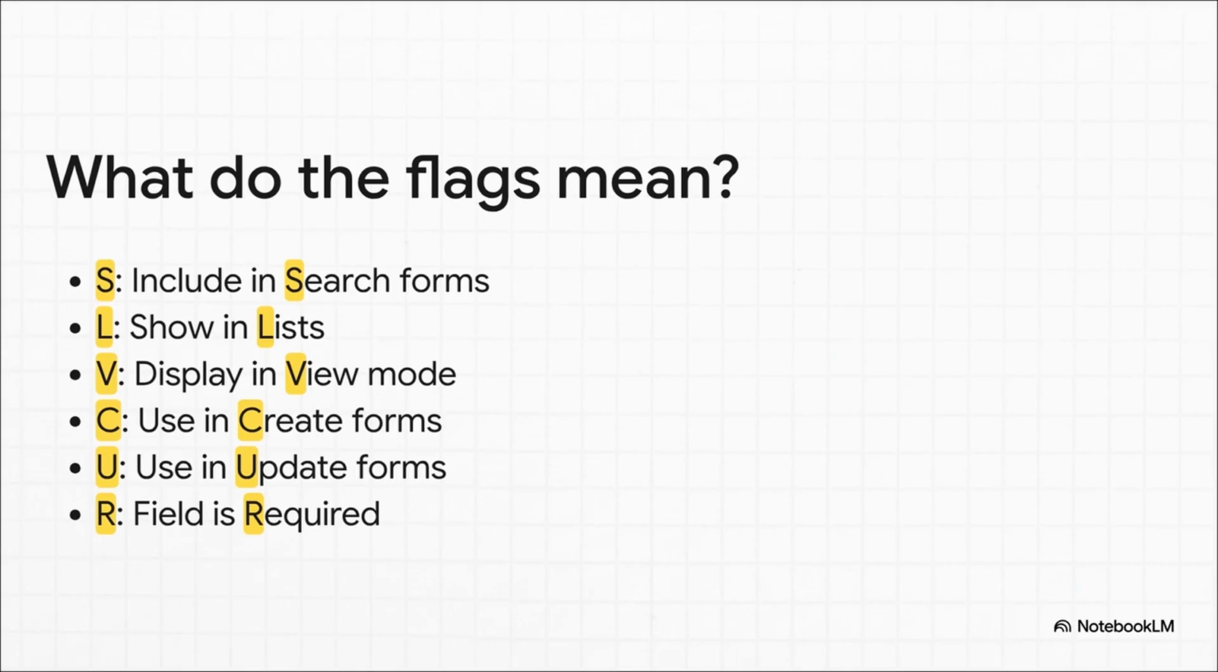The framework has a whole bunch of these single-letter flags. Want to show a field in a list? Use L. Need to make it required? Add an R. Want to control if it shows up on create and update forms? Just use C and U. This gives you incredibly fine-grained control over your entire UI and validation with almost zero effort.